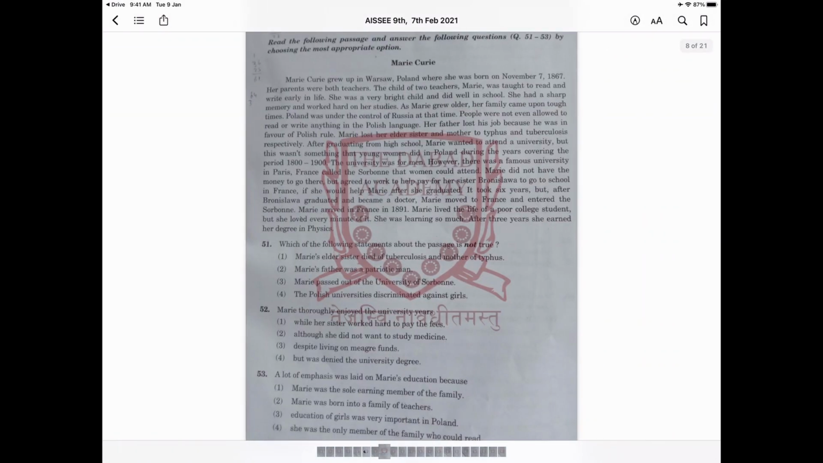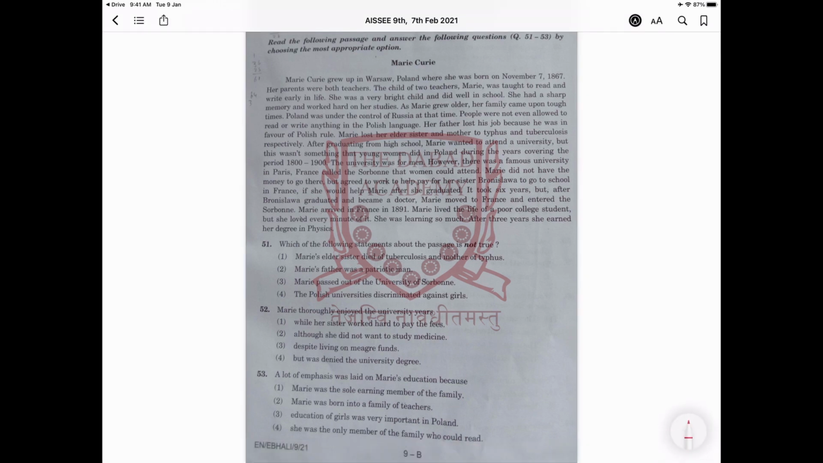Now moving on to the next page, we have English, and in English, as always, the first part is language comprehension. So after reading this passage, we will start solving the answers. In question number 51, the correct option is option number 1.